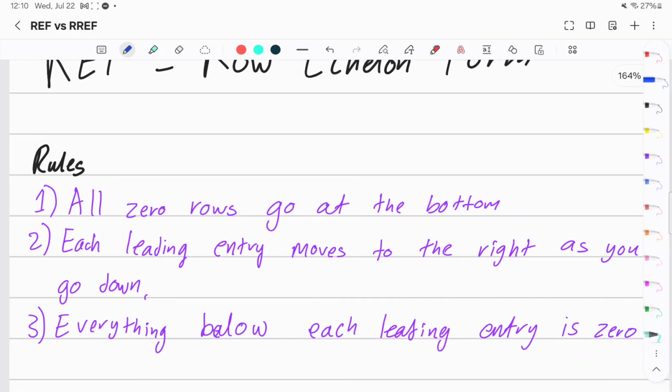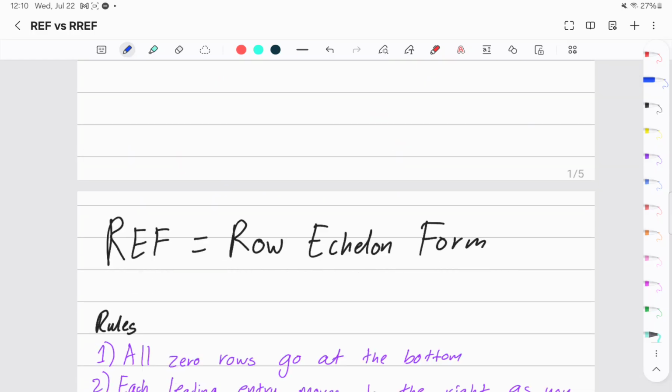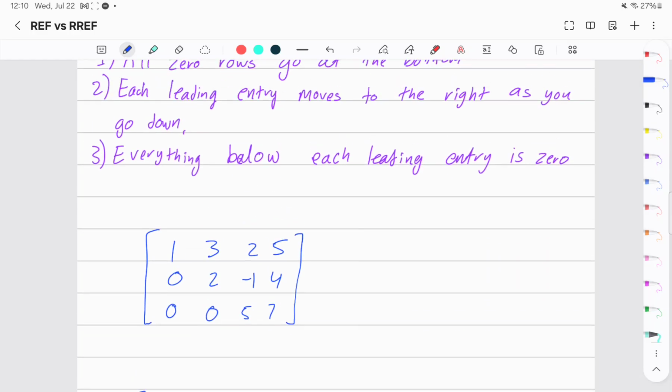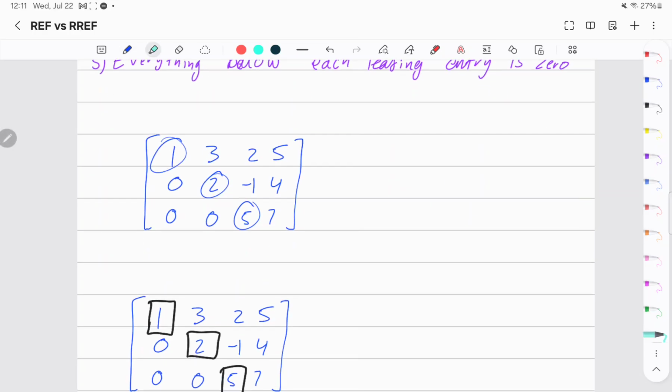Secondly, each leading entry moves to the right as you go down. You see there's a leading entry in each row. Let's look at this one: you see there's this 1, 2, and 5. These are all leading entries. They move to the right, creating a staircase as you go down, and everything below a leading entry is 0. This is the leading entry 1, and everything below this 1 is 0. Similarly, leading entry 2, everything below is 0 again. And for 5, there is nothing below 5, that's why we just leave it.